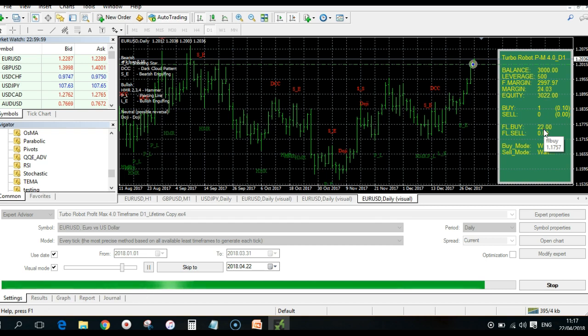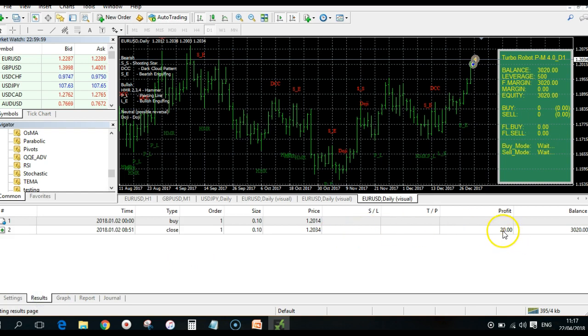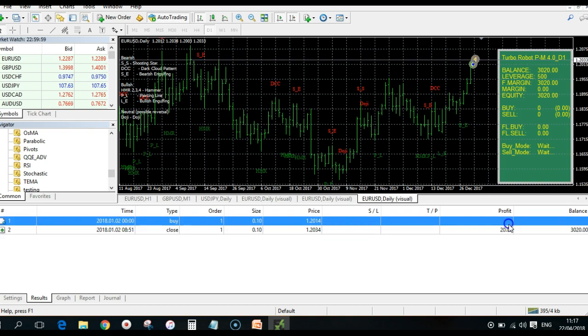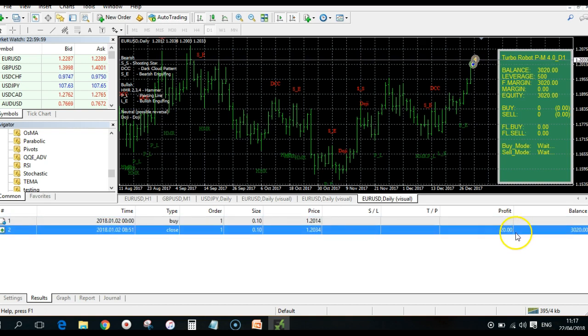If the market reverses back, we will see if it is going to reverse. You see, okay, it's already closed. So we will go and see here: you are profiting $20. All right, so that's the basic concept. I hope you get it.